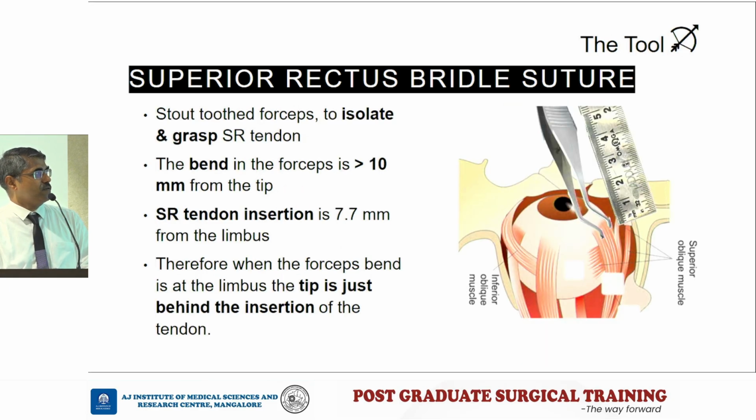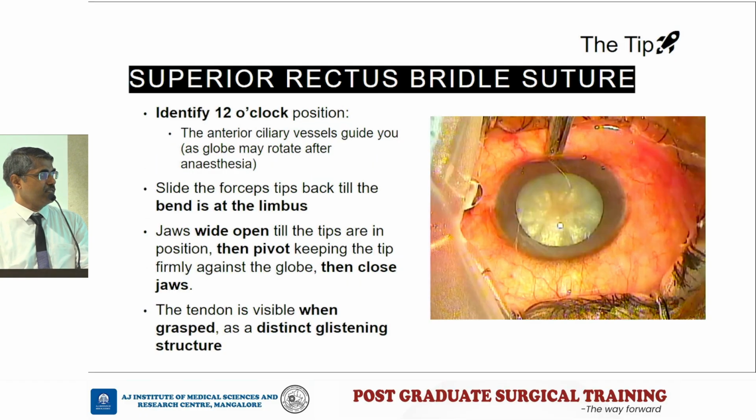What tools do you have? You've got the superior rectus forceps, which is a kind of a stout forceps. It has got a bend which is about 10 millimeters from the tip, and the superior rectus tendon is 7.7 millimeters from the limbus. So when the forceps bend is at the limbus, the tip will reach just beyond the tendon. It will reach the tendon itself, and you'll be able to lift up the tendon for passing the sutures.